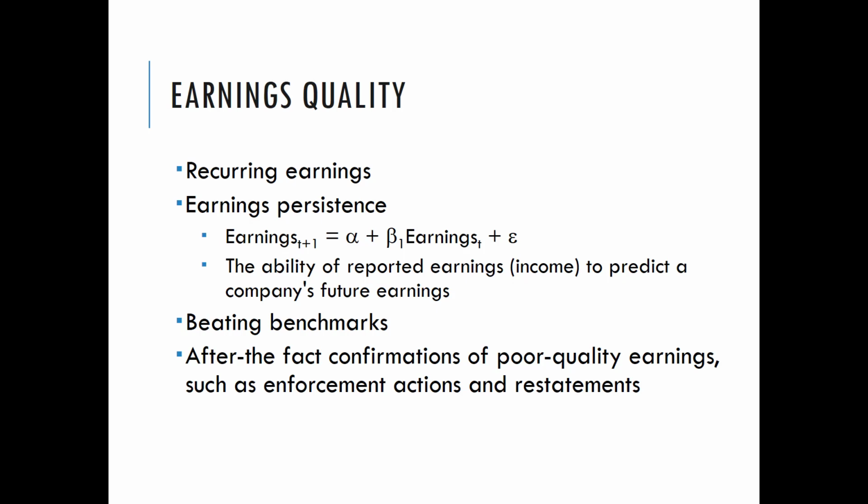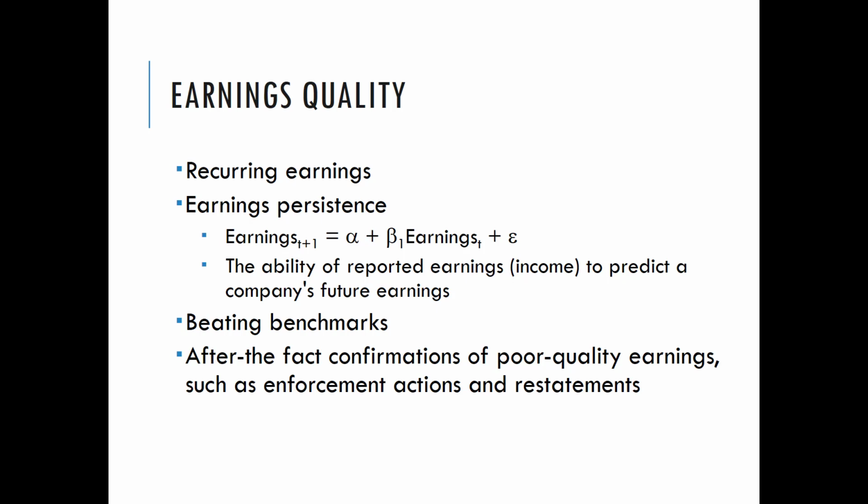So one-off items might be restructuring charges. It might be selling off assets to maximize earnings right now. But what we want to see when we want high quality earnings is that they're going to be recurring into the future. Because when we value a firm into the future, if we have recurring earnings, we know we can trust that this will persist into the future.